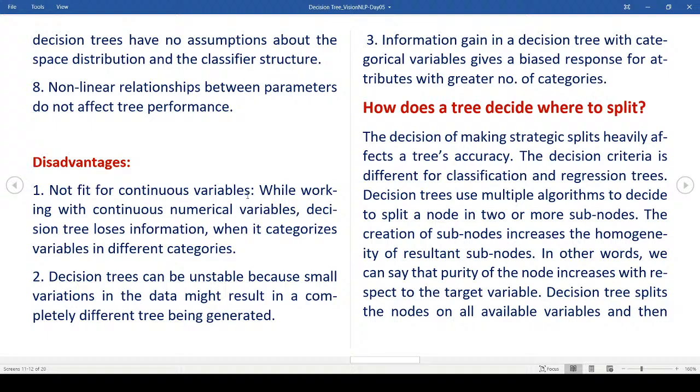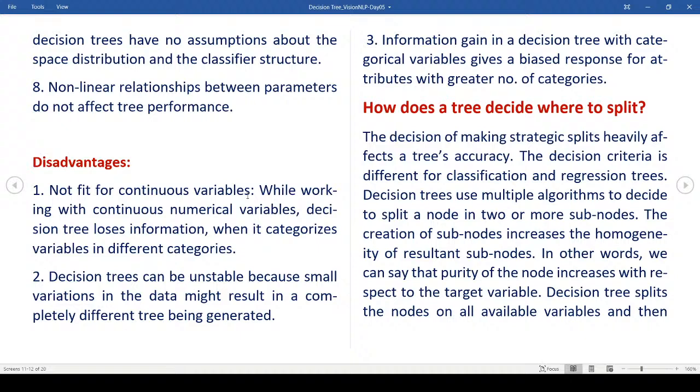it performs really well. Yeah. And the decision tree can be unstable, because a small variation in the data might result in a completely different tree being generated. Right. So if you have large data, then it makes more sense. It will give you more idea how to split and what you are trying to achieve. We'll see how. And the information gain in a decision tree with categorical variables gives a biased response for attributes with a greater number of categories.